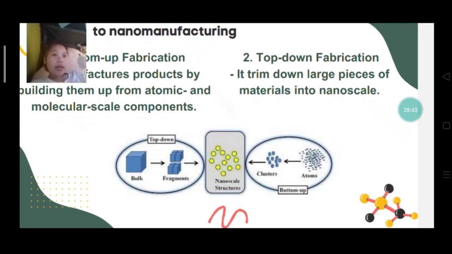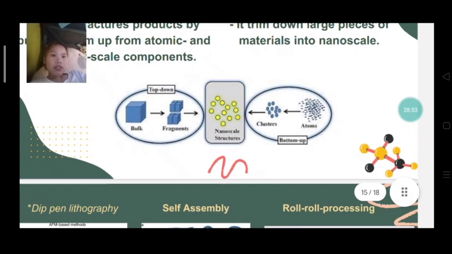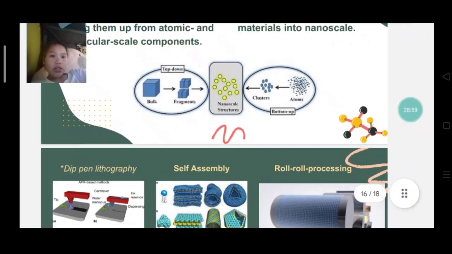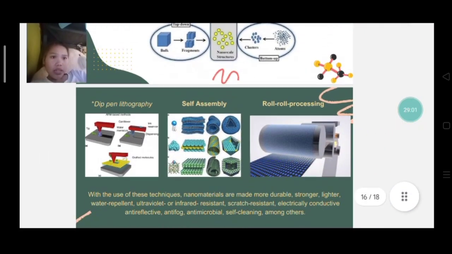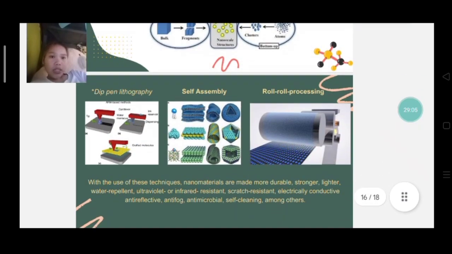It trims down or breaks down bulk into fragments to reach the nanoscale. So here are the examples of the bottom-up fabrication and the top-down.